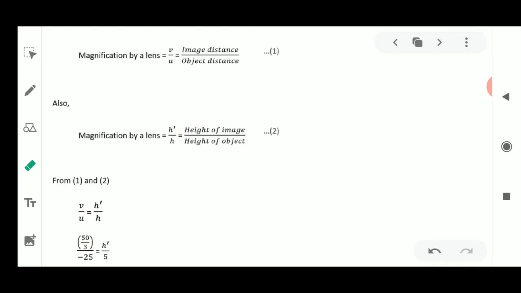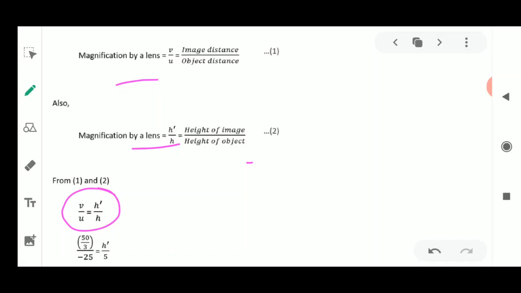As we know, the formula for magnification of the lens is v upon u, which is image distance upon object distance. Similarly, we also know that magnification is equal to h dash upon h, where h dash is the height of the image. So we can equate these two equations: v upon u is equal to h dash upon h.